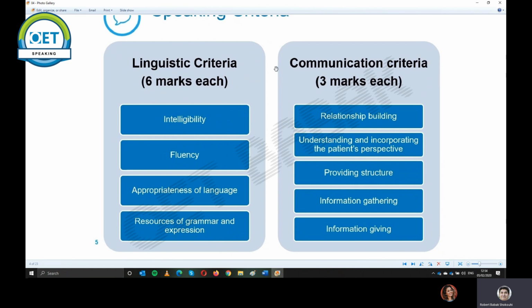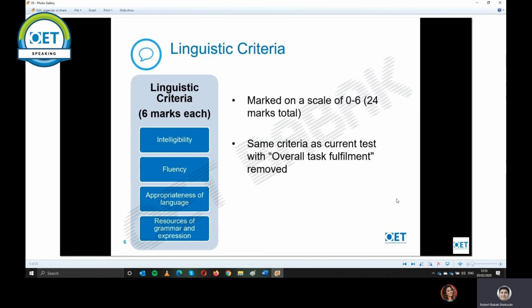And communication criteria, which is again profession specific, and this is something new, and it's 3 marks each. That's relationship building, understanding and incorporating the patient's perspective, providing a structure, information gathering, and information giving. We will go through these together to see what you actually need to do or what you need to provide. Linguistic criteria, 6 marks each.